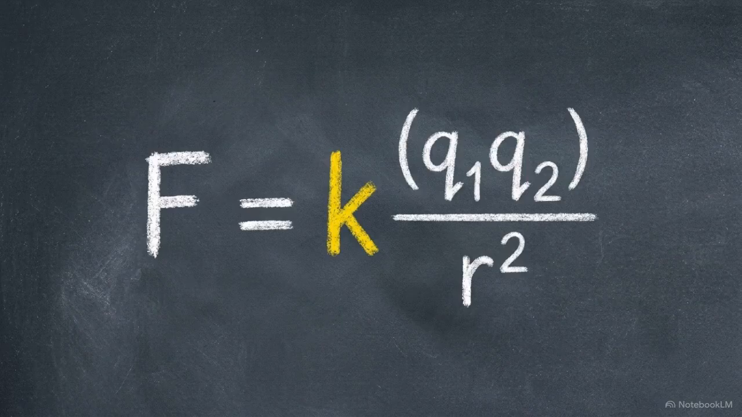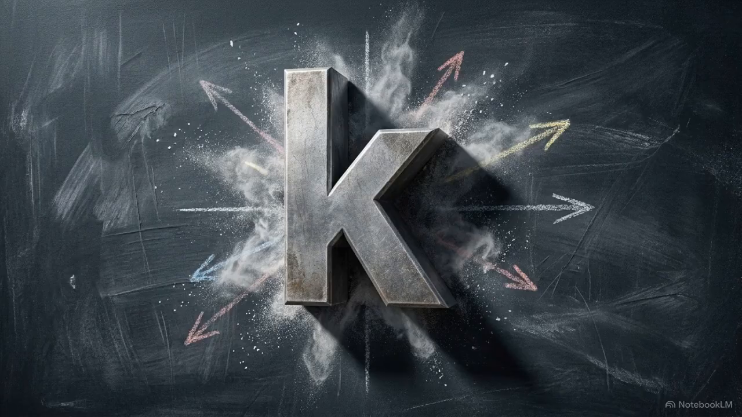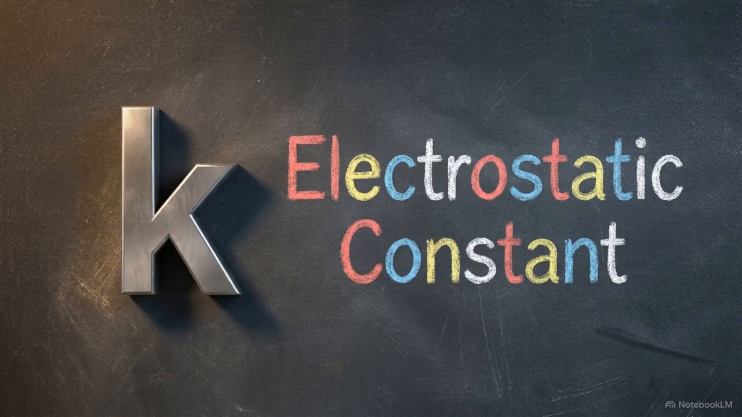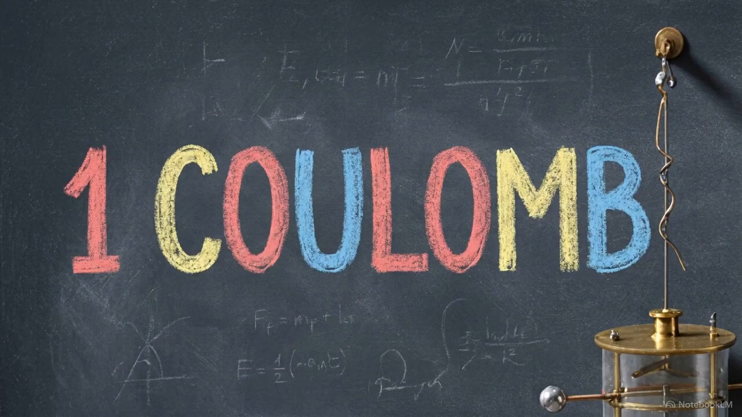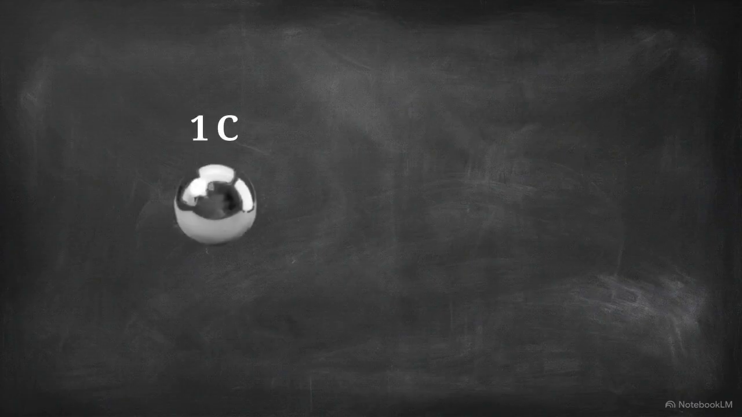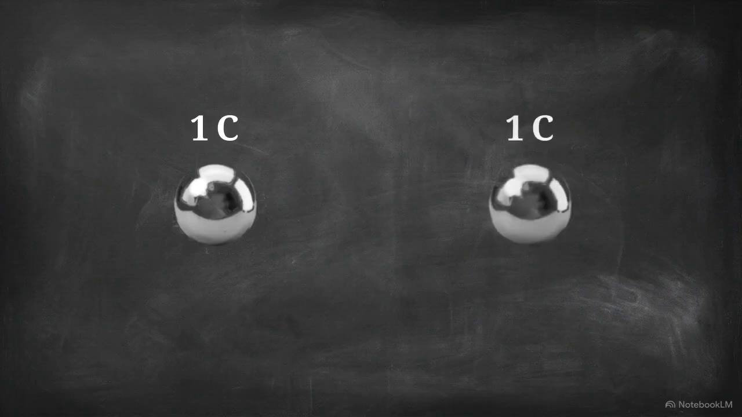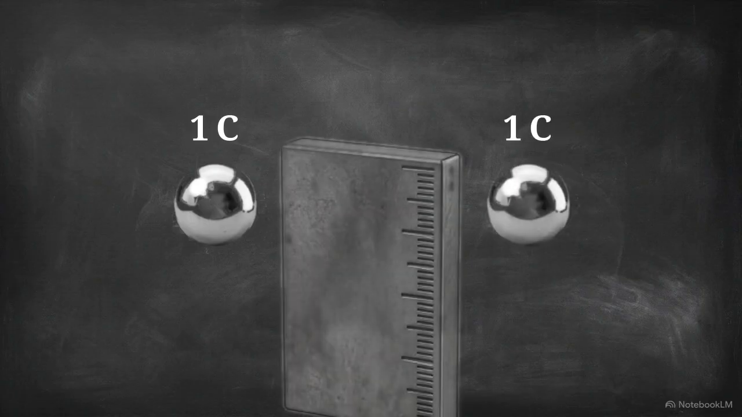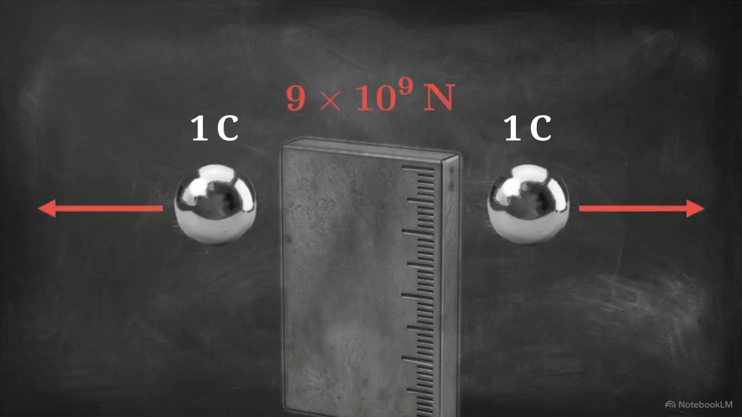To use it as a solvable equation in applied physics, it requires a constant of proportionality to tie the variables together. In the SI system, we insert the constant K. Its value is approximately 9 × 10^9, measured in Newton square meters per square Coulomb. This specific value for K actually defines the modern unit of charge itself. 1 Coulomb is defined as the amount of charge that, when placed exactly 1 meter away from an identical charge, generates exactly 9 × 10^9 newtons of force.